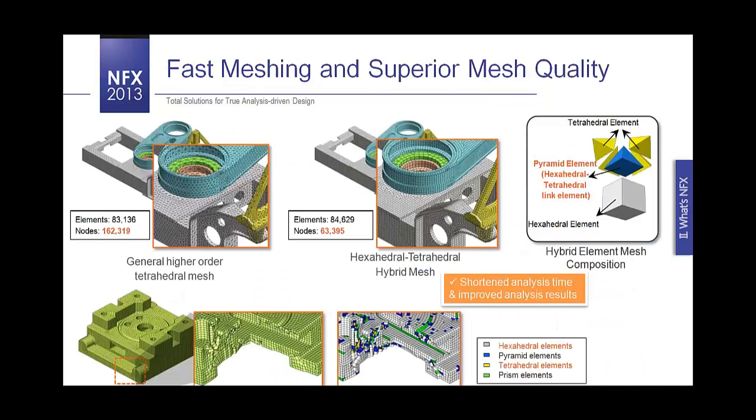Another very good point is the fast meshing and the superior mesh quality. So not only tetra mesh or second order tetra, but also hexa mesh, map meshing, and a special type of mesh we have in NFX is the hybrid mesh, which combines the hexa mesh and the tetra mesh. And it links the two with a special pyramid element. So this kind of meshing shortens the analysis time and also improves the analysis results.